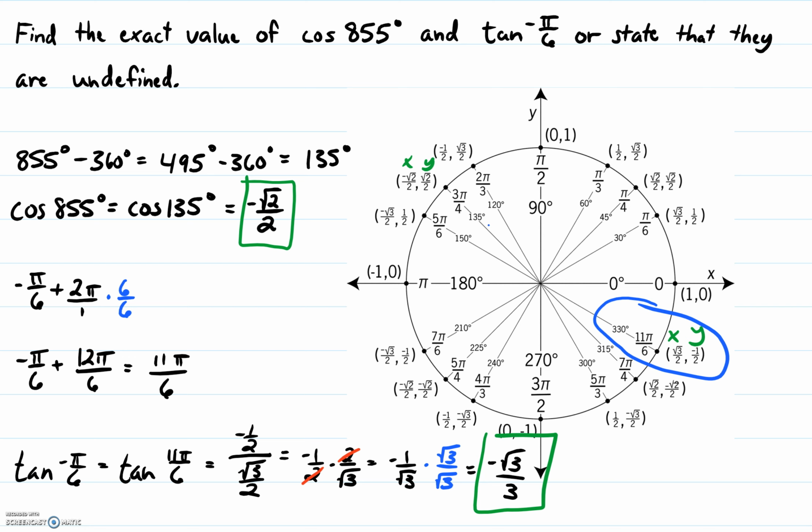So again, if you have an angle that's outside of the range of the unit circle, just try to find a coterminal angle by subtracting or adding 360, subtracting or adding 2 pi to it until you get something that's between 0 and 360 or 0 and 2 pi. And then you can just pick off your x and y values and answer accordingly to whatever trig function you're interested in.